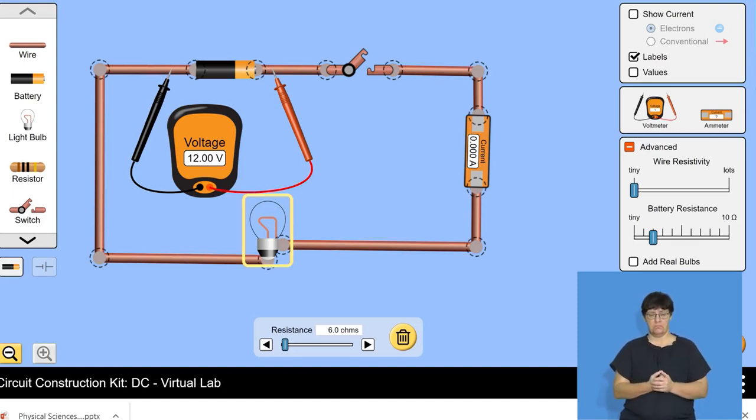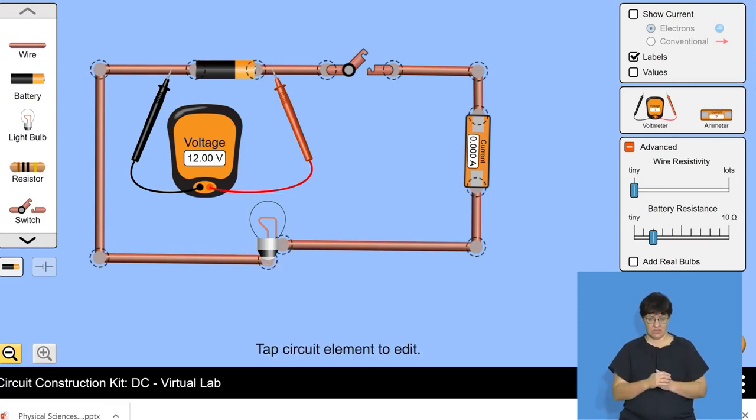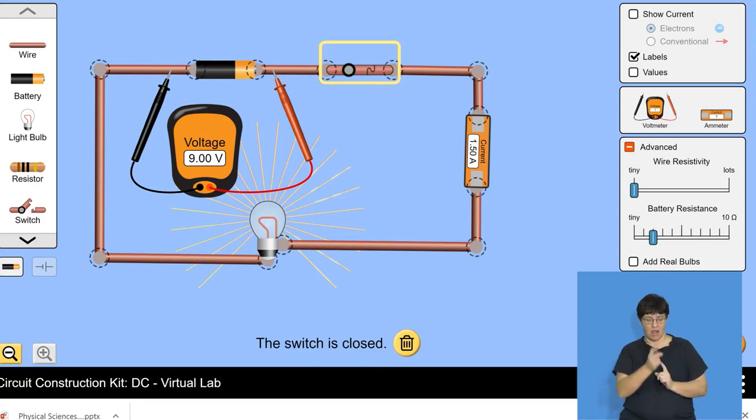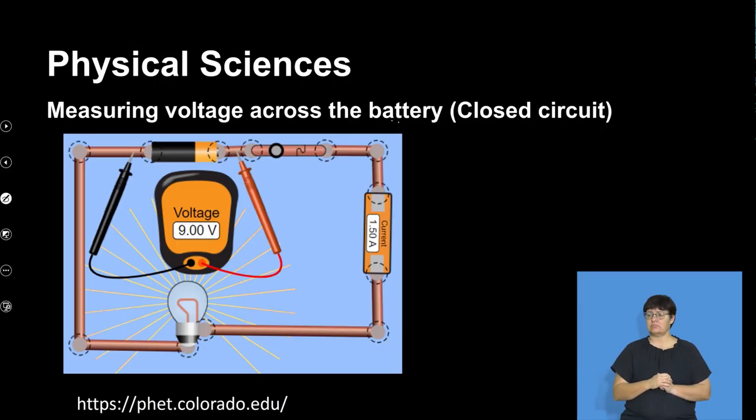What we're going to do now is close the switch and see what happens. The moment we close the switch, we realize that there's a drop in the reading of voltage across the battery, while now there's a current of 1.5 amperes. Now we will go back to our slide and talk the science behind that.